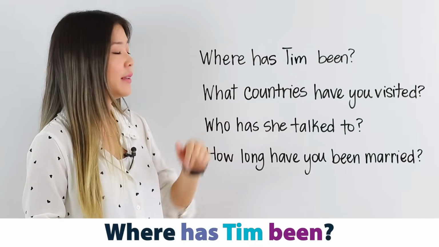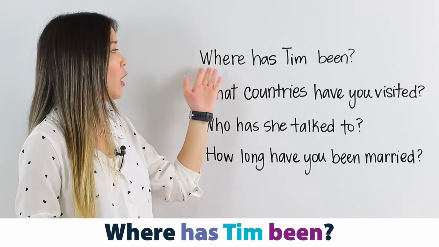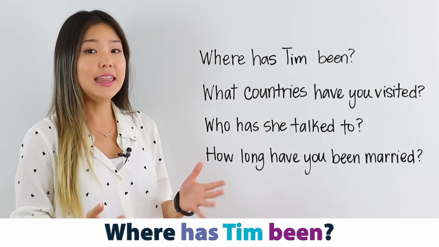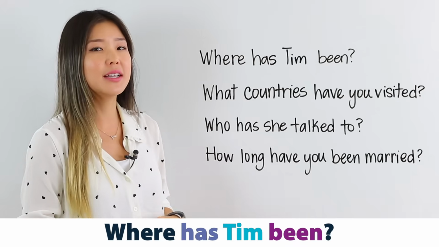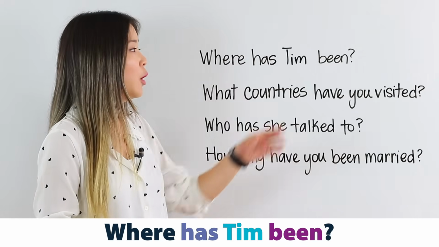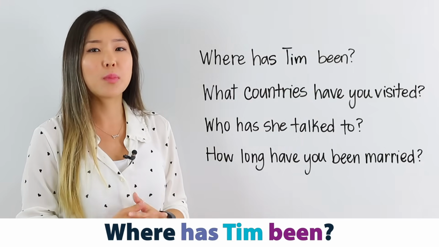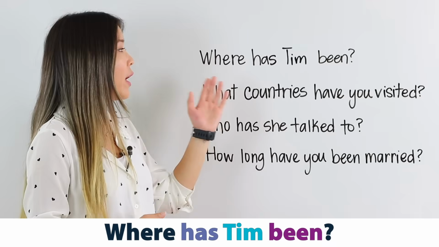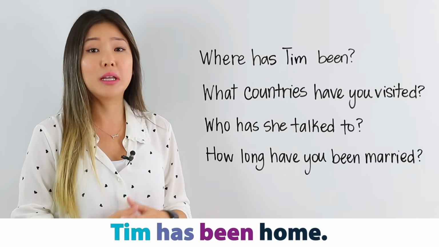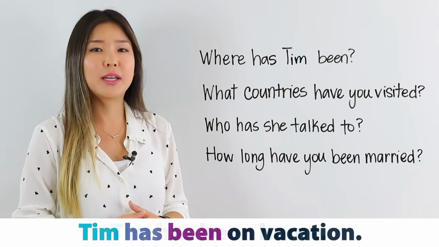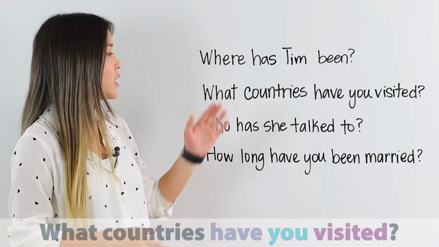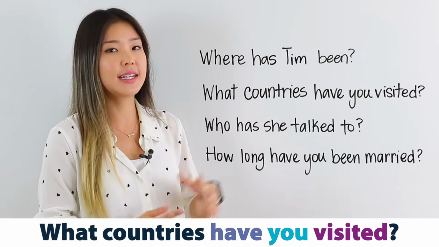Where has Tim been? You'll notice we follow the WH word with has or have. In this case, I use has because the subject is Tim, and Tim is a he. And then we followed that with the past participle of the verb. Where has Tim been? And I can answer by saying Tim has been home, or Tim has been on vacation, something like that.